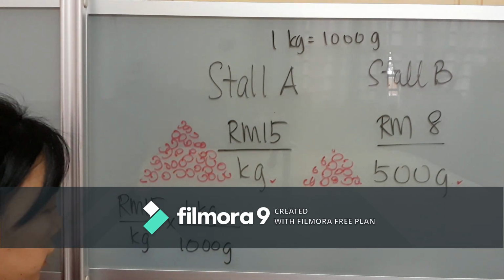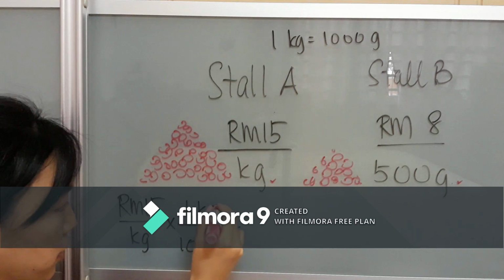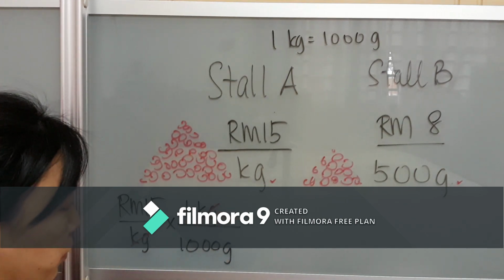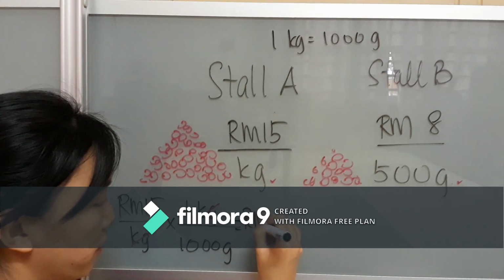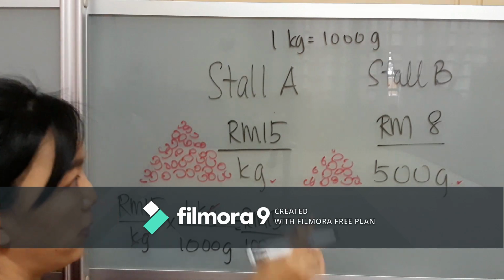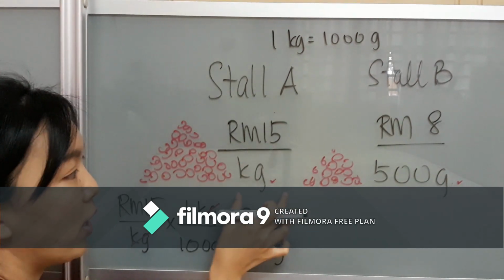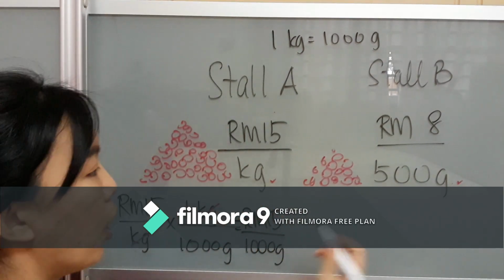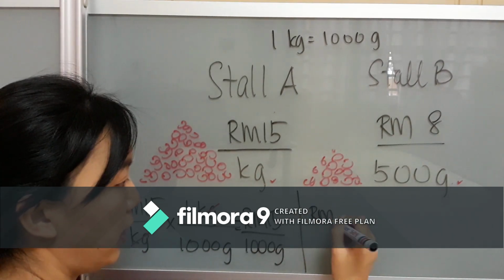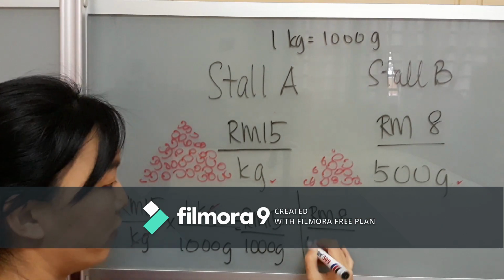What can we do here? Top, bottom, slash off. And then we have RM15 per 1000 gram. We pay 15 ringgit Malaysia for 1 kg of tomatoes. On the other hand, stall B, I have 8 ringgit for 500 gram.